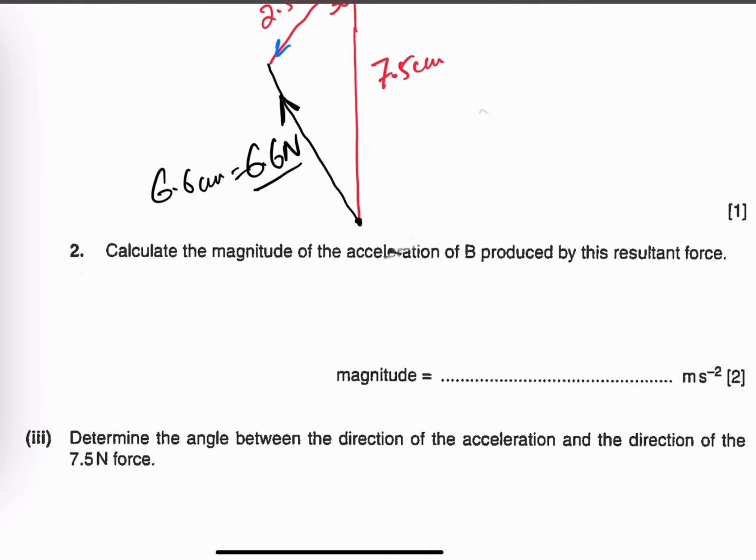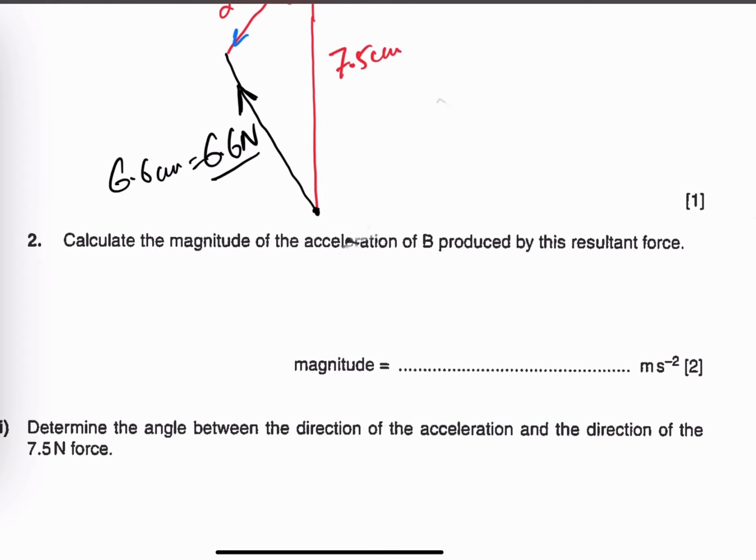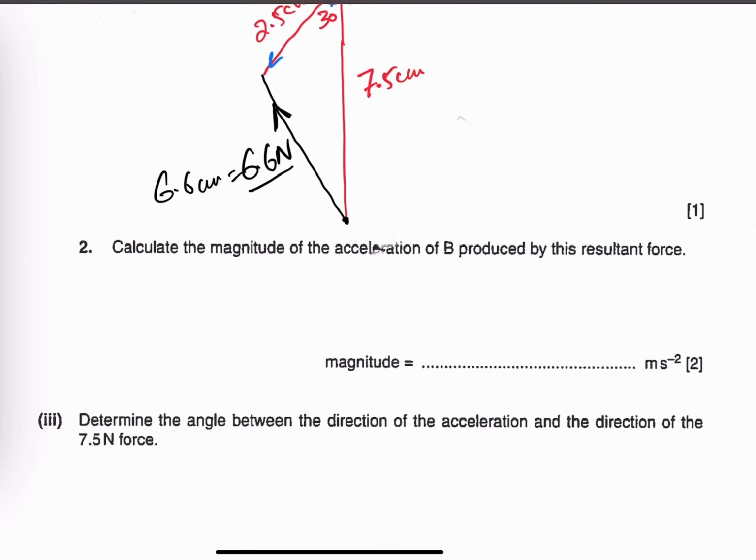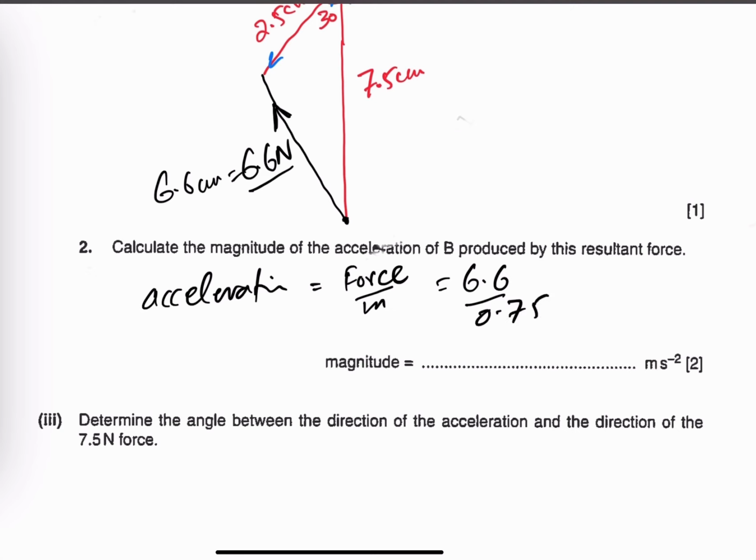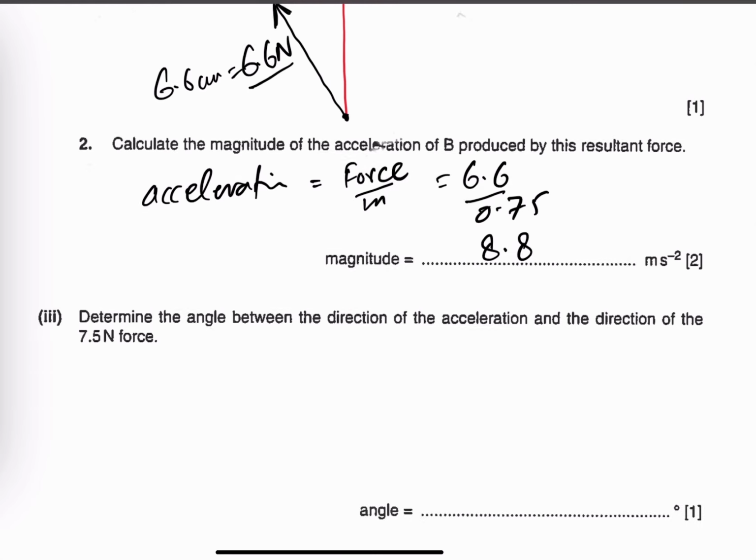Okay, calculate the magnitude of the acceleration of B produced by the force. So we have to calculate the magnitude of the acceleration. We know that acceleration equals force divided by mass. Force is 6.6, mass is given as 0.75 kg, so that will be equal to 8.8 meter per second square.